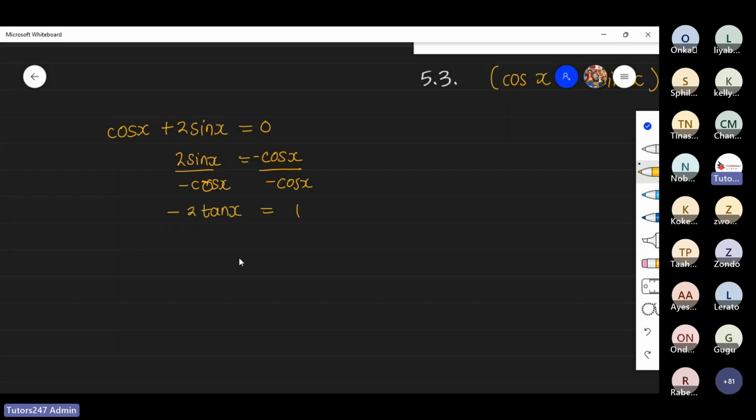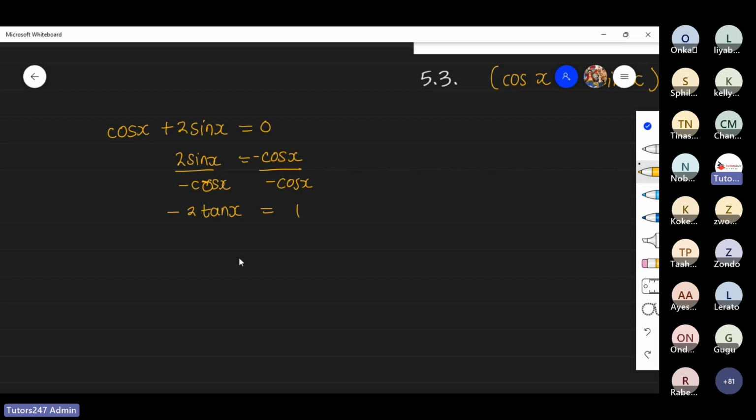Because sine over cos gives me tan. 2 divided by negative gives me negative 2. And then on the right-hand side, I've got negative divided by negative, that gives me positive. I've got cos divided by cos, that cancels out. So I'm just left with positive 1.